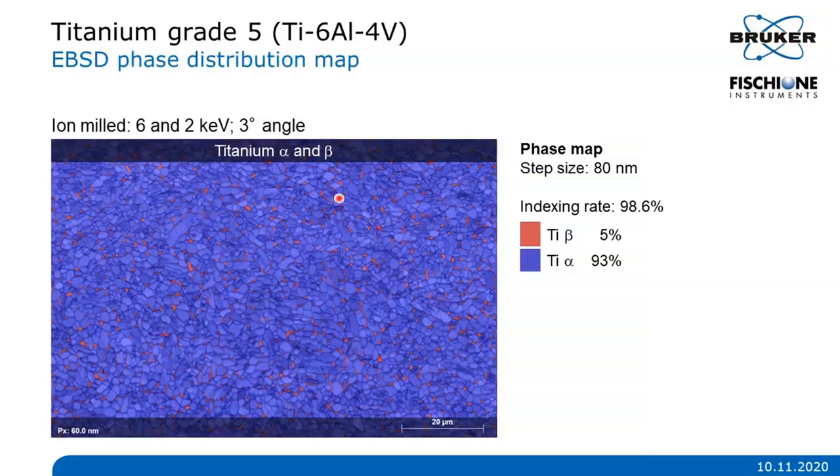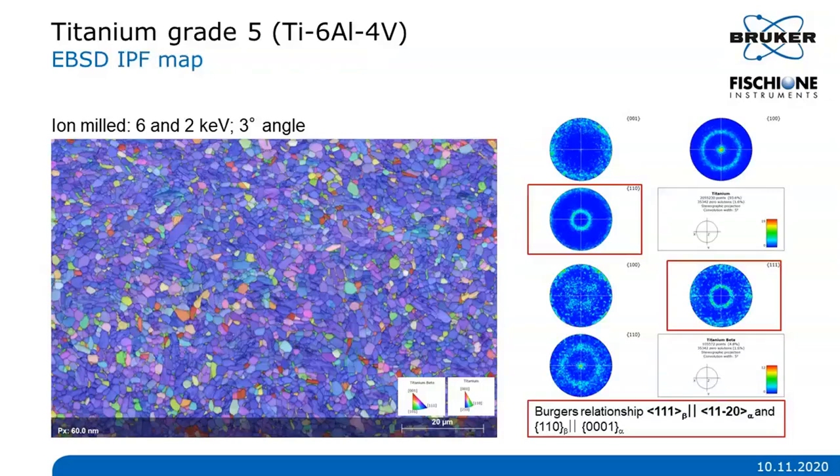This is the resulting EBSD measurement, so the phase map with an indexing rate of 98%, and you can see the fine cubic titanium phase in red. And the spatial resolution achieved is 60 nanometers. And if you are curious, this is the corresponding orientation distribution, showing an orientation relationship between the HCP alpha, so 110, it's the equivalent of 11 minus 20, with the 111 direction of the cubic beta phase.